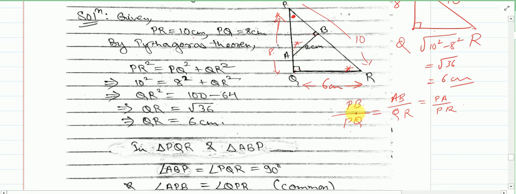We are looking for PB. So we will take this, and AB we know, and QR we just found. Using this we can easily find PB. So PB upon PQ, PQ is how much? 8, AB is 2 and QR is 6. So your PB will be equal to 2 into 8 upon 6, that is 8 by 3 centimeter.